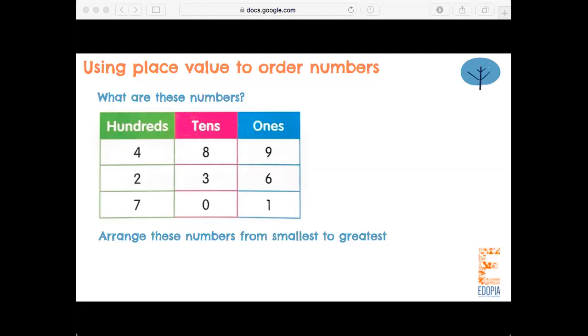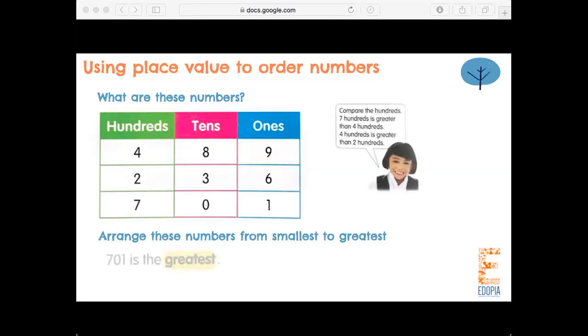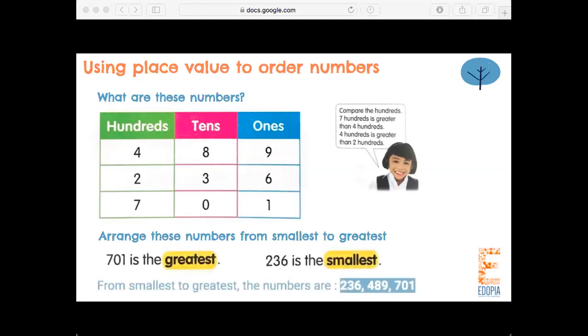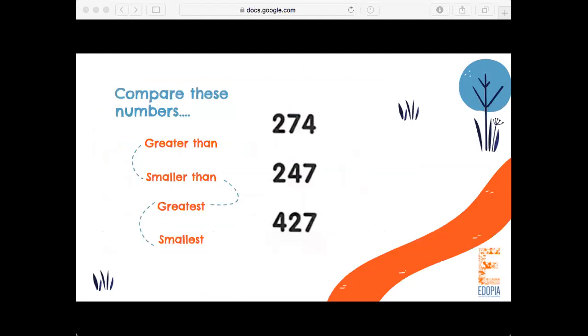In order to arrange these numbers from the smallest to greatest, 236 being the smallest comes first. 489 is greater than 236. The greatest number, 701, would come in the end. From smallest to greatest, these numbers are 236, 489, and 701.